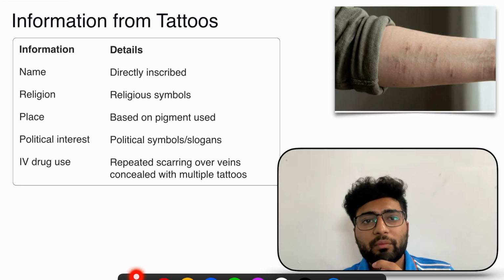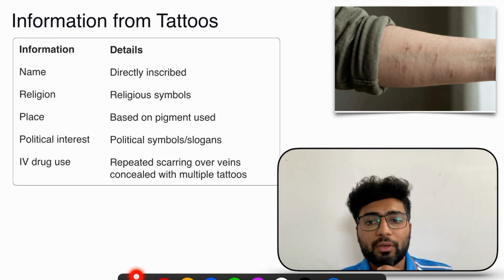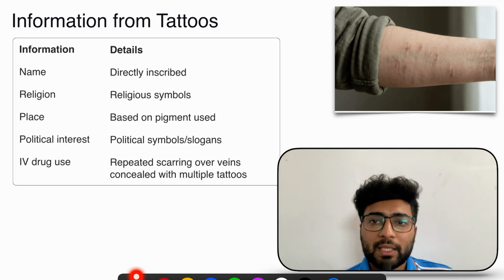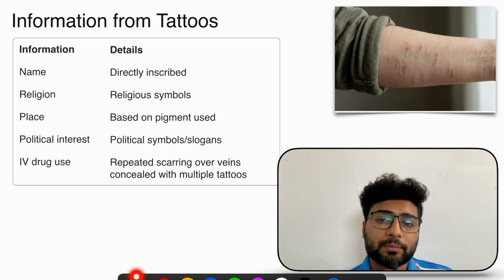Now, what information does the tattoo give? It gives the name of the person, religion, place, political interest, based on anything. And the most important thing is IV drug use. How? Because whenever an IV drug user uses those IV lines, there are stretch marks over here on the hand. Now to hide these marks, that person will apply a tattoo over here. So we can say that okay, if the tattoo is present over here, he must be using IV drugs. So this is the information that can be recovered from the tattoo marks.